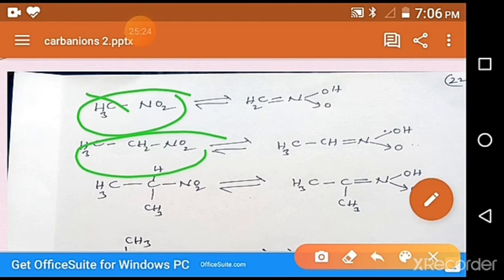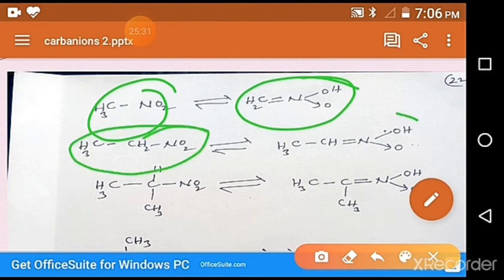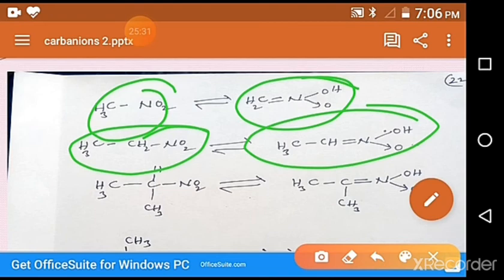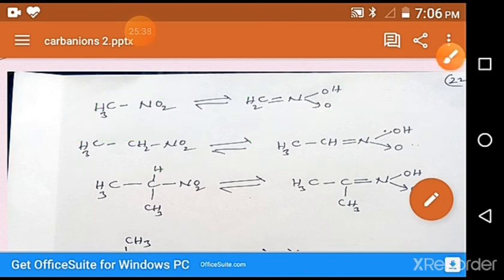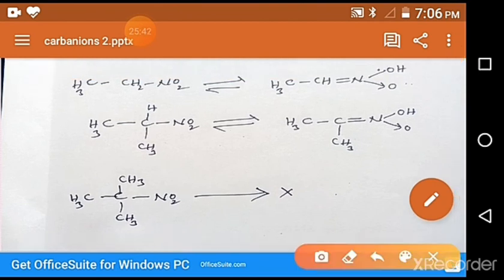This is a nitro form, this is an acid form. So a proton is shifting from the alpha carbon to the nitrogen-oxygen bond. In the other case, there is a secondary nitrohydrocarbon. Why secondary? Because this carbon is linked to two alkyl groups, so it has one alpha hydrogen.